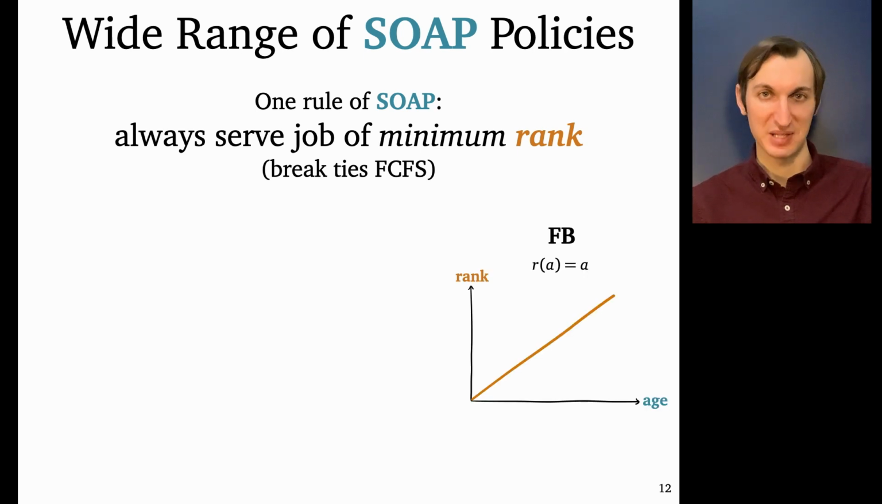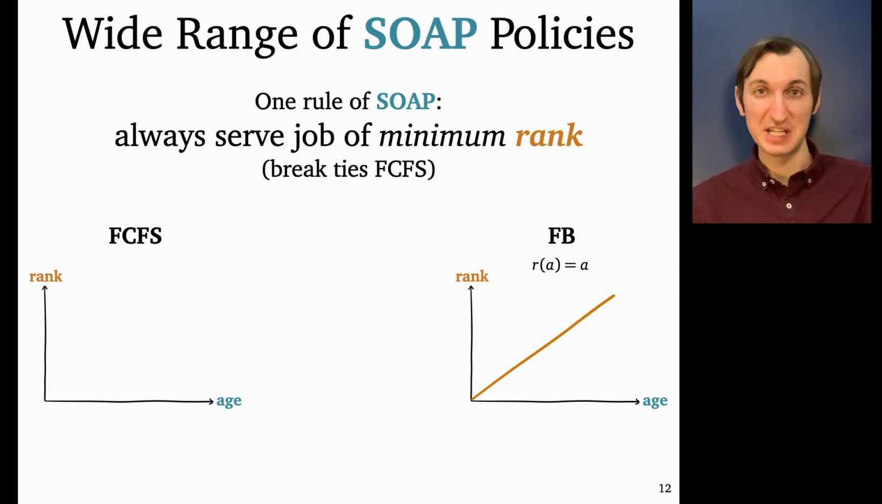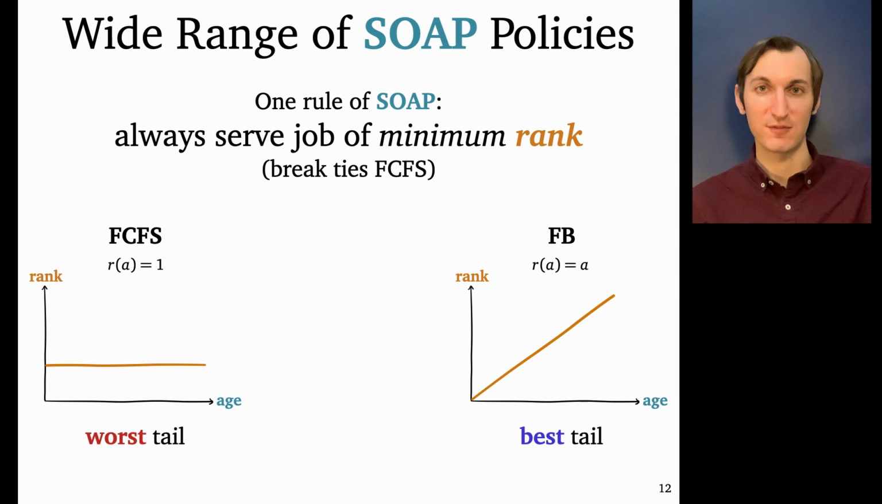So we already saw FB. First come, first serve is also a SOAP policy. Namely, we can use our tie-breaking rule, just always give all the jobs the same rank, and we'll get first come, first serve. And we already saw that first come, first serve is as bad as possible for tail decay, whereas FB is as good as possible. So just within SOAP, we have this really wide range of policies and of tail performance. It turns out that GITINs, MSERP, and RMLF are also SOAP policies. So this is a wide enough class to cover all the questions we had at the beginning.